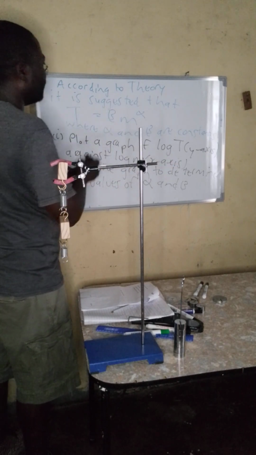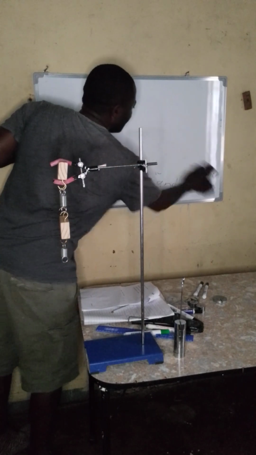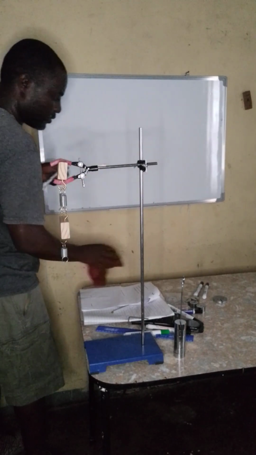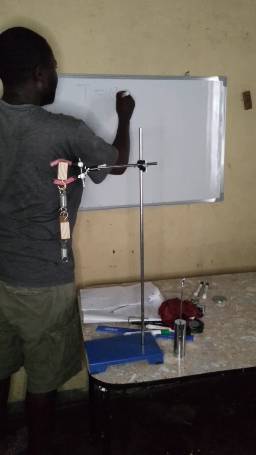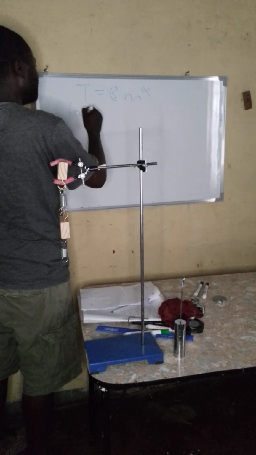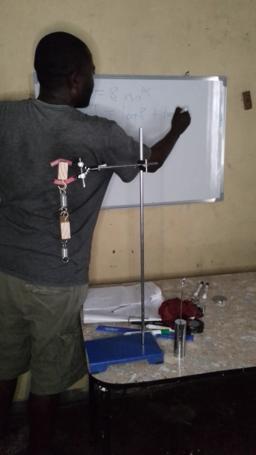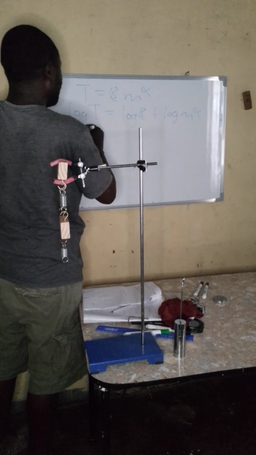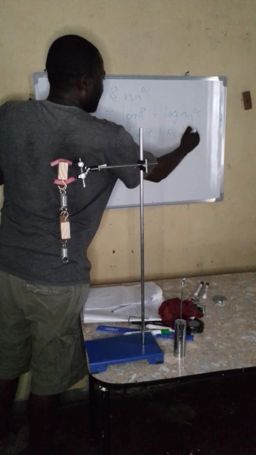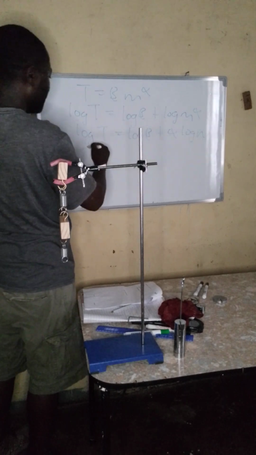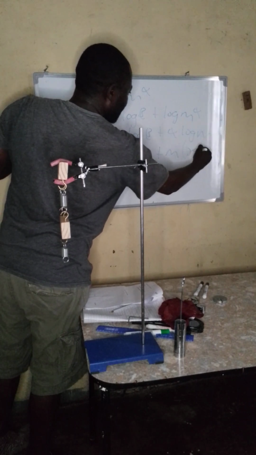So why are we plotting a graph of log t against log m? Let me explain. t is equal to beta m to the power alpha. So log t will be equal to log beta plus log m to the power alpha, which becomes log t is equal to log beta plus alpha log m. So log t will be on the y-axis, log beta will be c, alpha will be the gradient m, and log m will be on the x-axis.